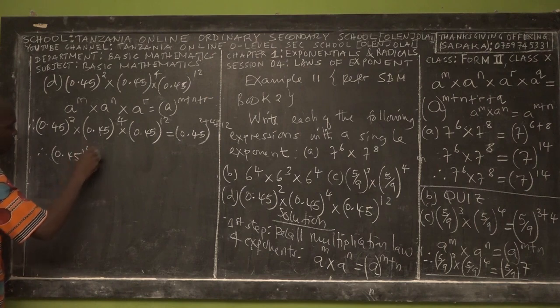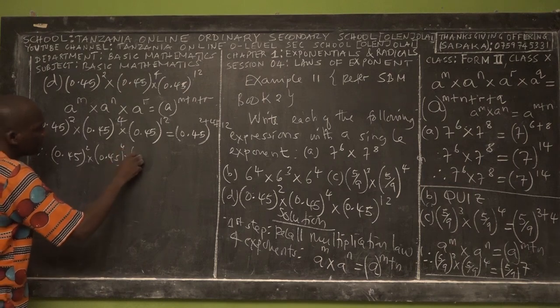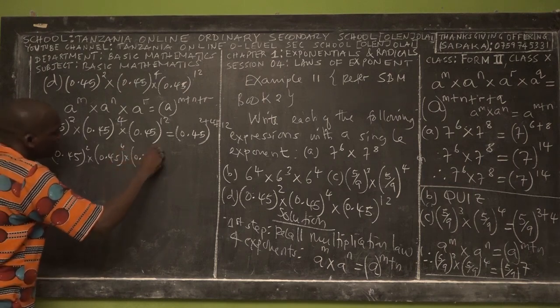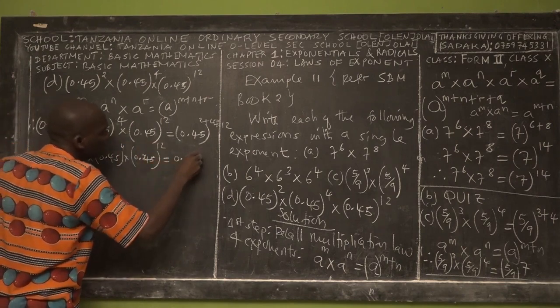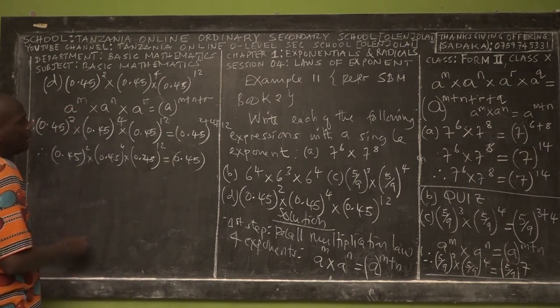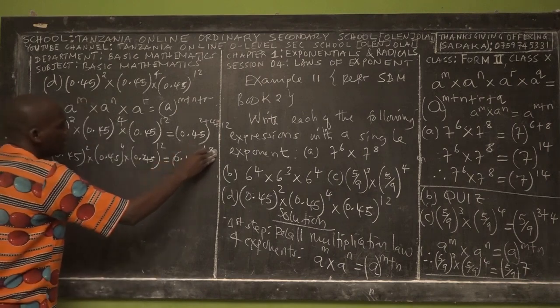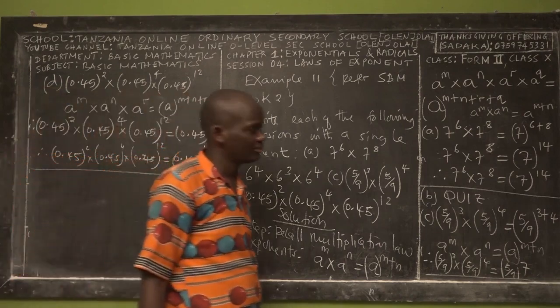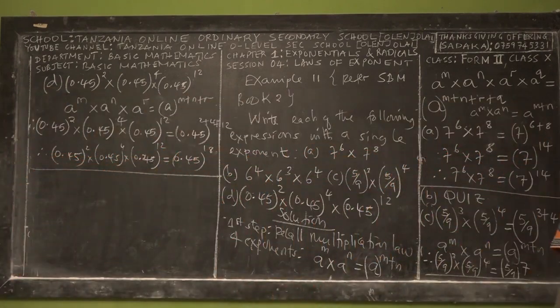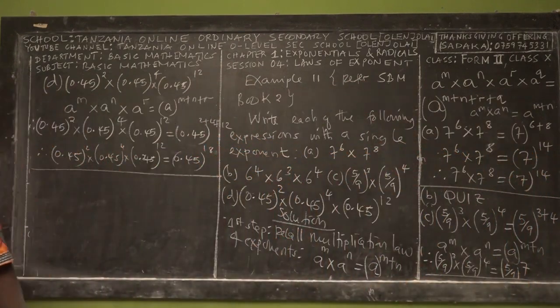So 0.45 power 2 times 0.45 power 4 times 0.45 power 12 is equal to 0.45 power 18. So the response is 0.45 power 18, then you are done. Nothing is difficult in mathematics. It depends on the way that you translate it.